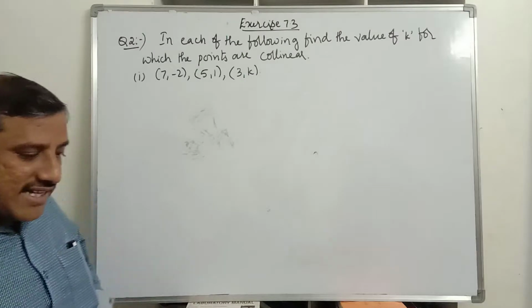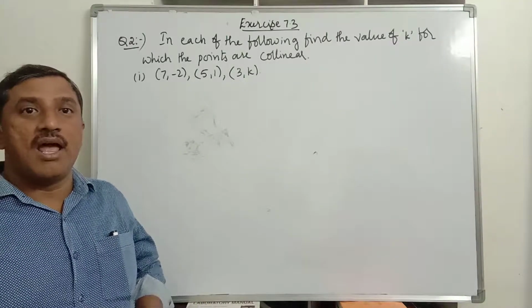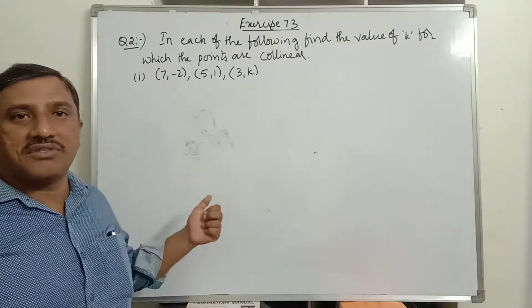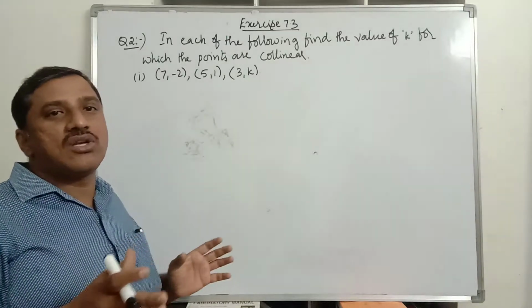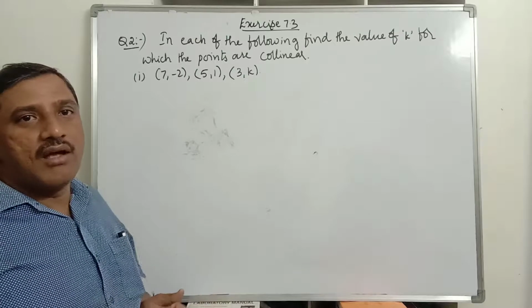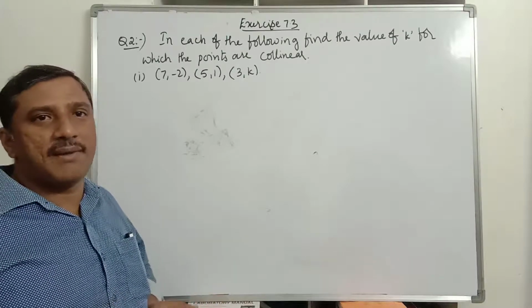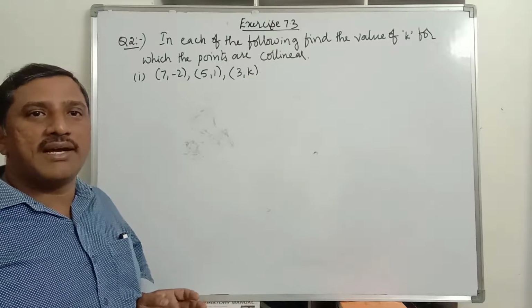In the last class we discussed the area of a triangle, how to find the area of a triangle when the three vertices of the triangle are given, and we applied the formula. Now we will continue the same concept, the application of the area of a triangle formula, that is half into modulus of x1 into (y2 minus y3) plus x2 into (y3 minus y1) plus x3 into (y1 minus y2).